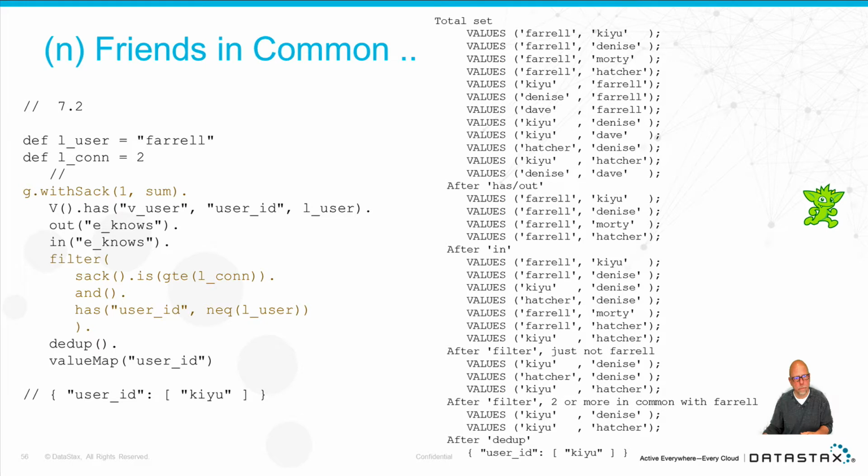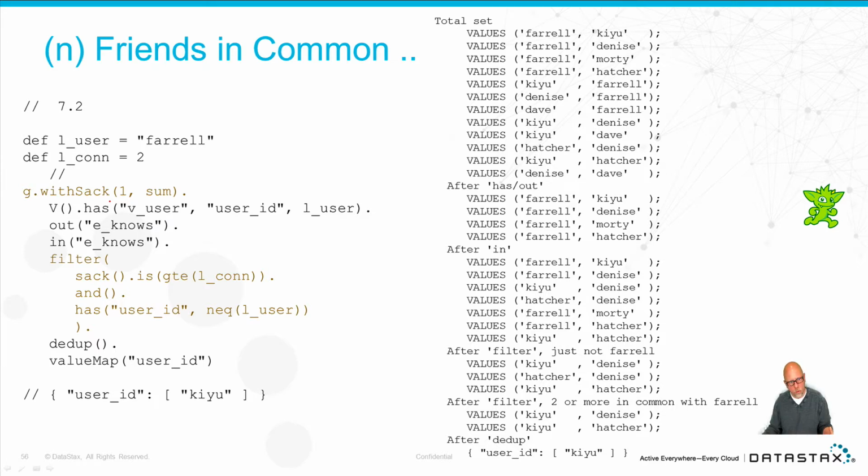And let's go further. So, okay, big deal. I knew at least one person that Hatcher and Q knew. But, okay, that's interesting and it's important. It's better than Denise, right? I knew Denise, but I didn't know any of Denise's friends. But what if I want to see the strength of that connection? I want to know not only that Hatcher and I know the same people, and Q and I know the same people, but we know a lot of people. And for that reason, we're going to add a new command, and it's withSack.